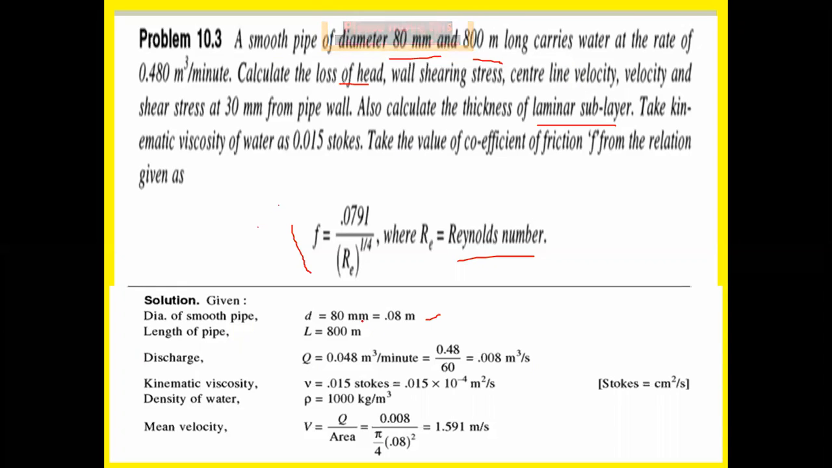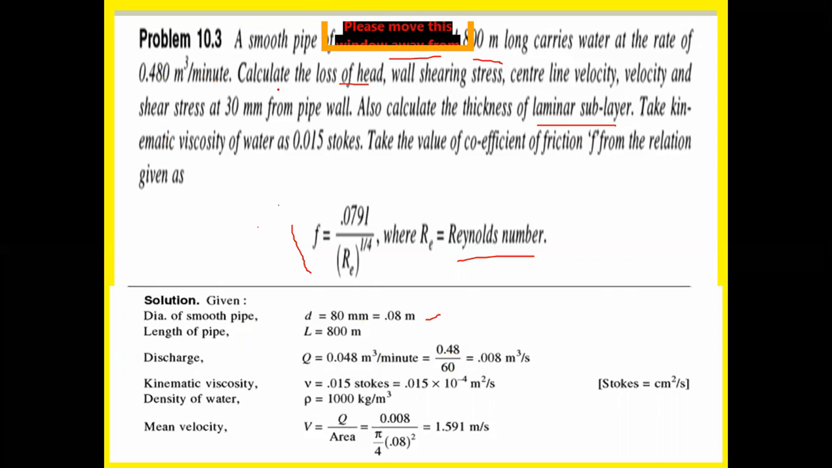The rate of discharge. If it is in meter cube, then we have to assume the rate of discharge Q. Q is equal to 0.048. So convert it into seconds: 0.48/60, that is equal to 0.008 meters cube per second.